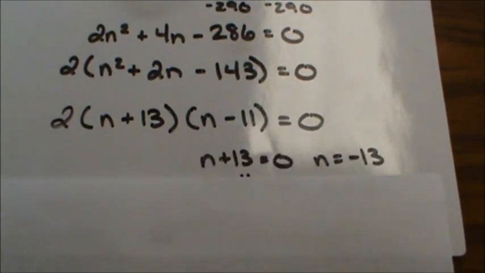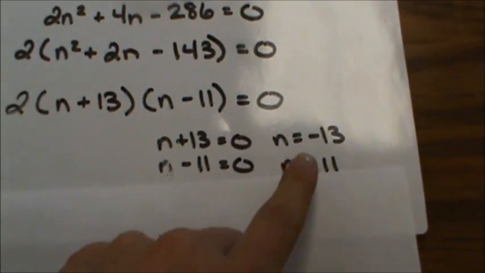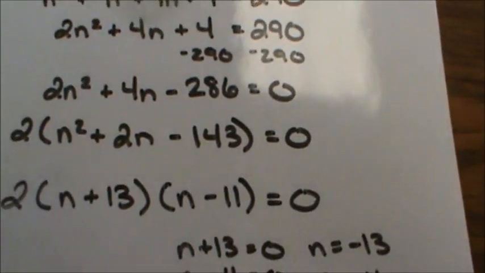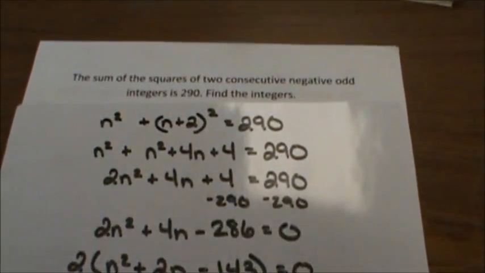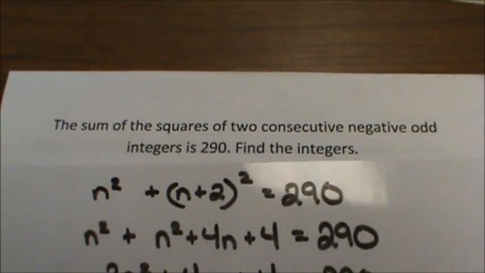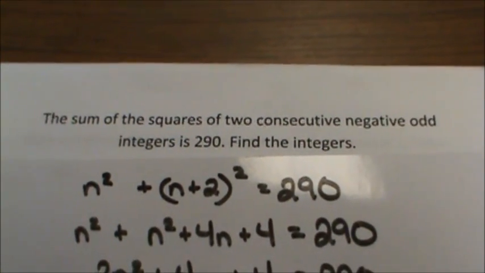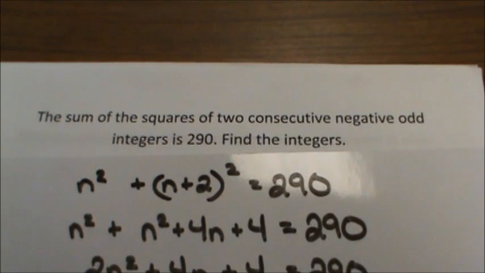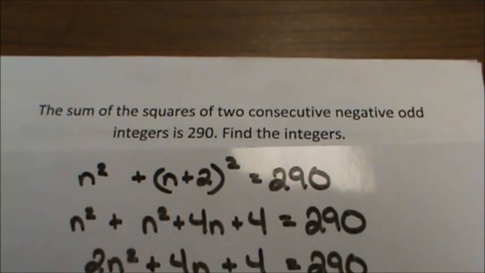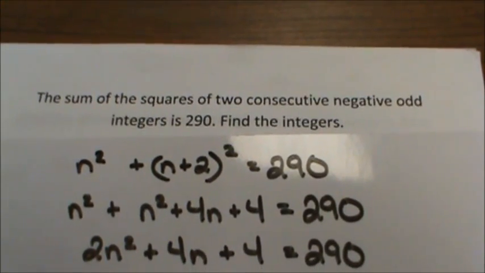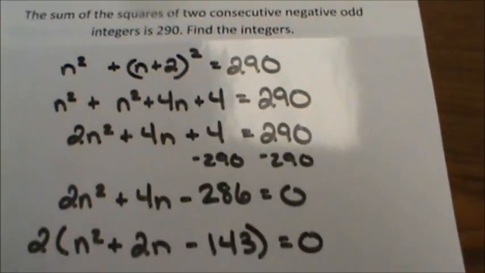Zero product property says that I could set either of these equal to 0 and solve those equations to get my answer. So my answer here is negative 13 and positive 11 after all of that. So let's go back to the original problem and determine which one of these, or if both of these, can be my answer. The sum of the squares of two consecutive negative odd integers is 290. Find the integers.